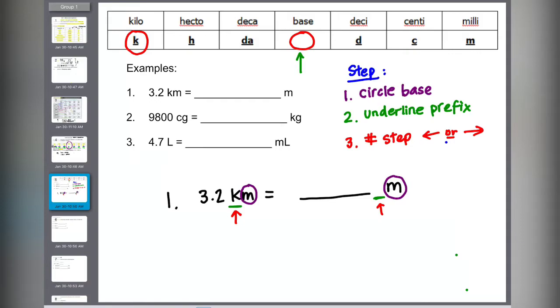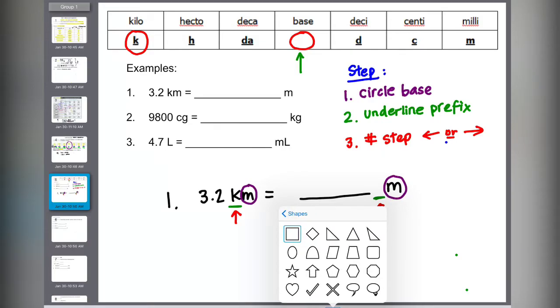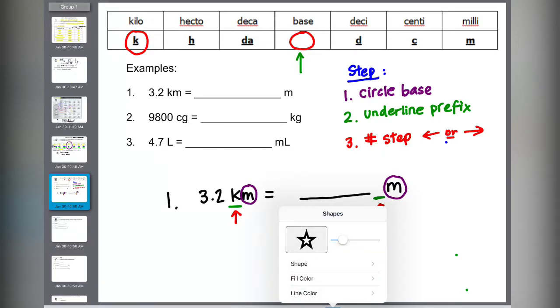Do you see how I have to go from kilo to the base? So you have to imagine this, okay? You have to imagine yourself starting. It's almost like you're stepping on a step. I'm going to do a star here. I don't know how effective this is going to be. I'm going to put a star here. Okay, there's my star. You have to start from here.